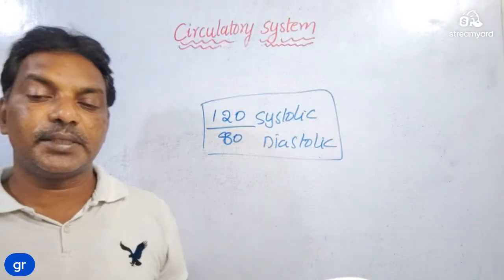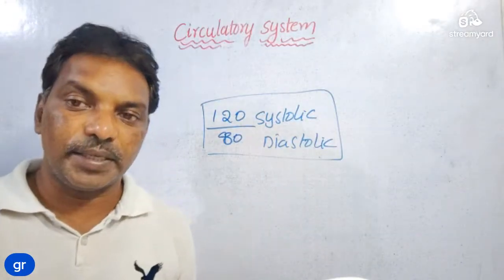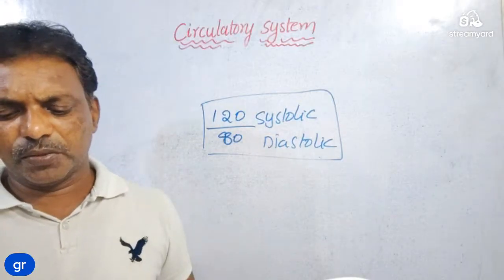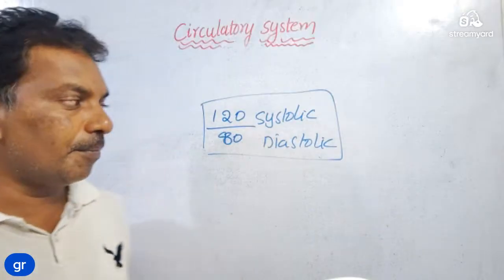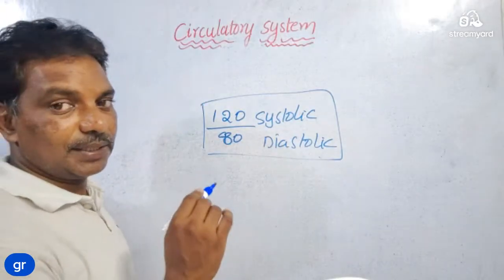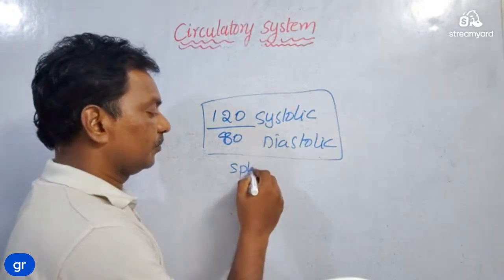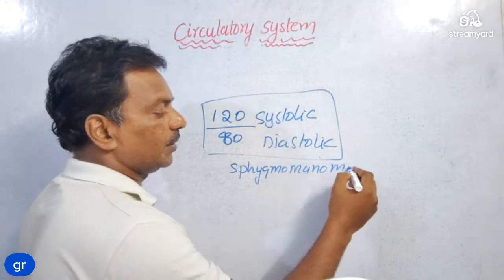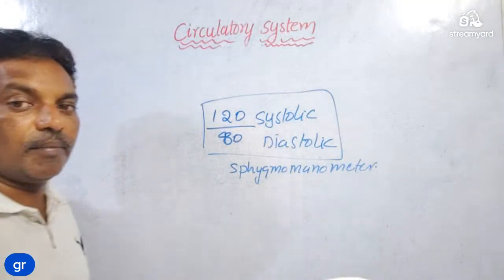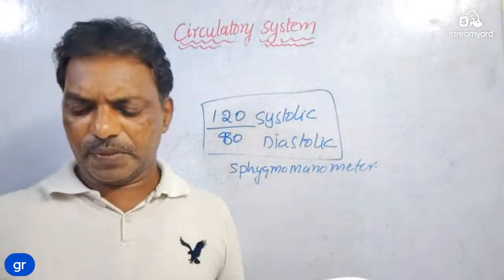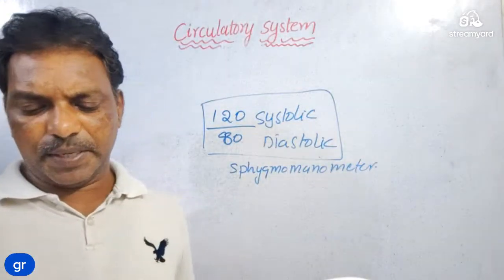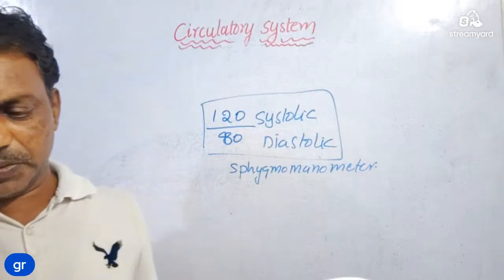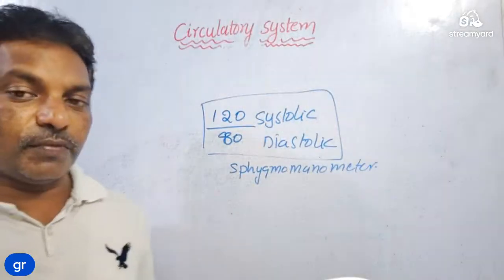Okay. How do we measure this blood pressure? Sphygmomanometer. Don't forget this one. Generally we call it a BP machine, a common word, but that is not the instrument's name. The name of the instrument is sphygmomanometer. So this is about the sphygmomanometer to find out the blood pressure.